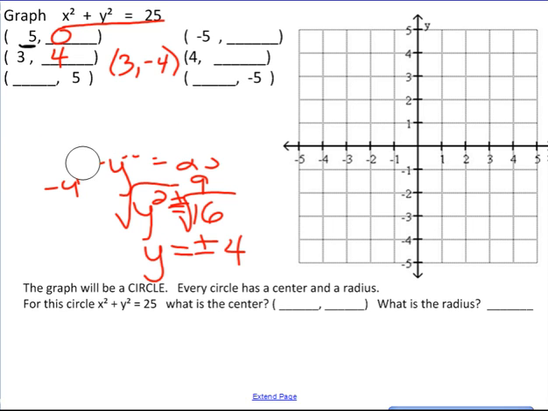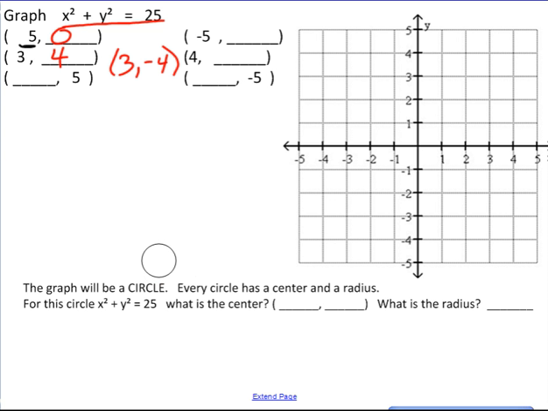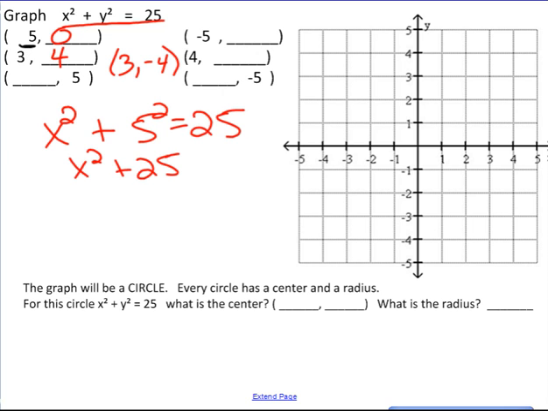This time I have my y. I know that y value is 5. So I don't know my x this time, and I need to solve for x. 5 squared is 25. Subtract the 25, and you get x squared is 0. Take the square root, and you get x is equal to 0. Okay.